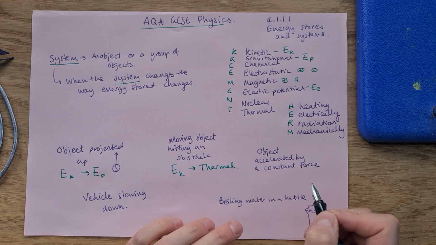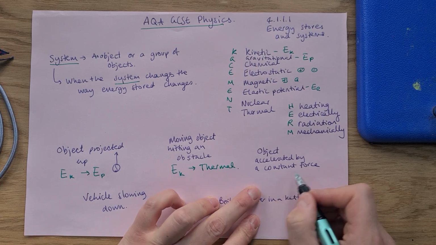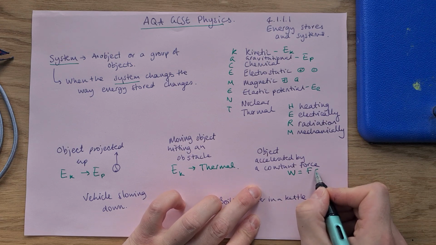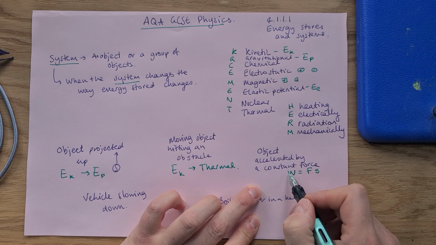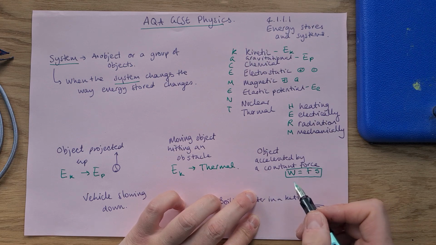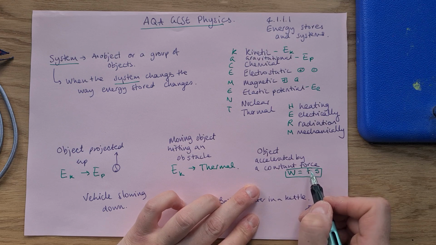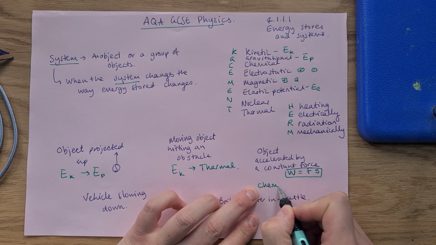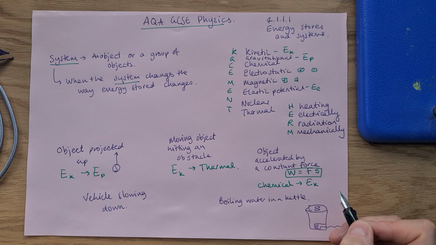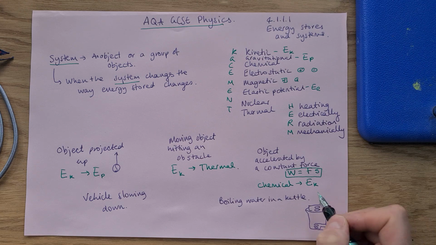An object accelerated by a constant force. Now, there's an equation for this, and the work done or the energy transferred is equal to the force times the displacement. That's an equation that, again, we'll look up, but that's how we can work out how much energy is transferred or how much work is done by forces. In general, if I'm pushing something, then it'll be chemical energy in my muscles, which will be transferred to kinetic energy, right? Mechanically, that will be a mechanical transfer, and my store of chemical energy will decrease, and whatever I'm moving, its kinetic energy will increase.